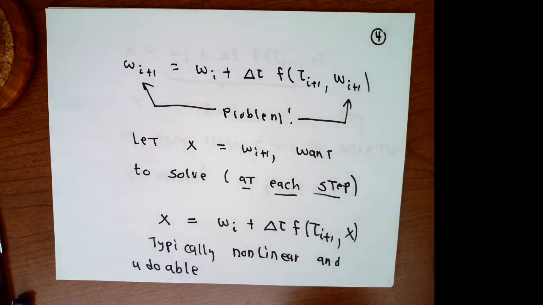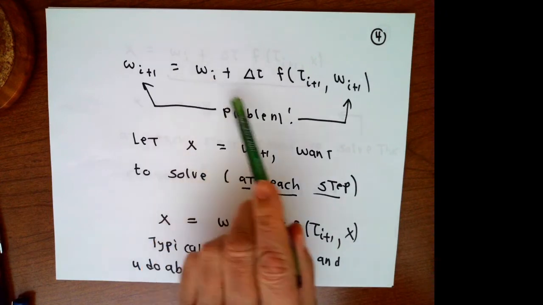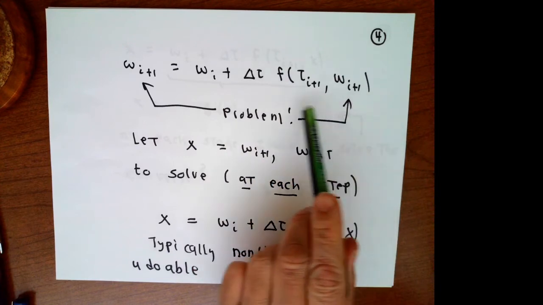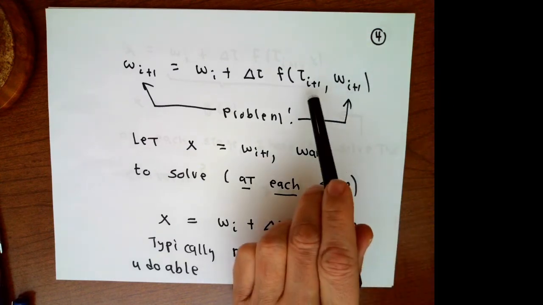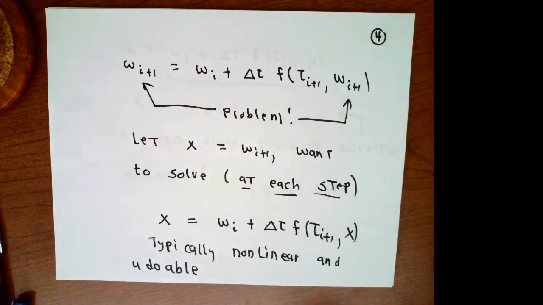On the other hand, if I'm calculating this to obtain wi plus 1, then I already know wi. Delta t is known to me. The procedure f of t and y is known to me, since it's the right-hand side of my differential equation. And ti plus 1 is known to me. In this equation, the only thing that I don't know is wi plus 1.